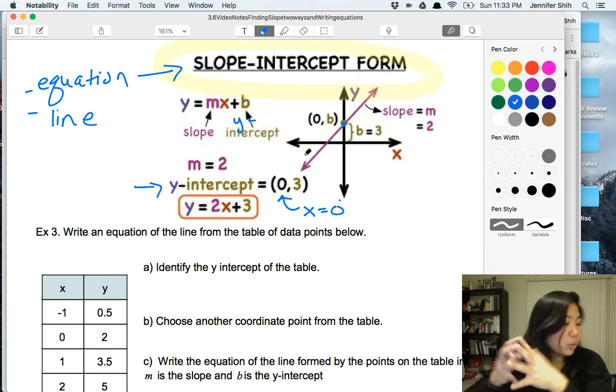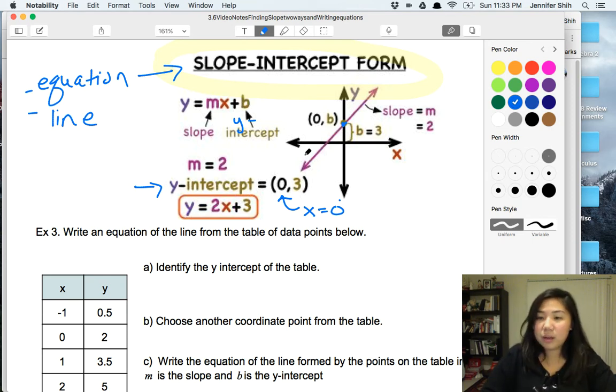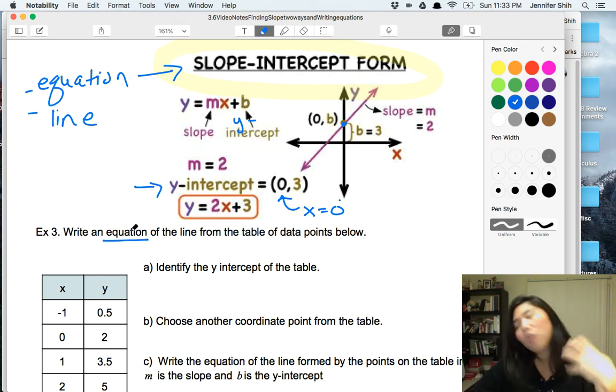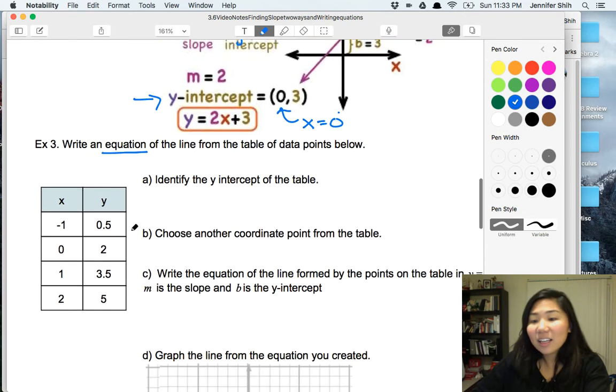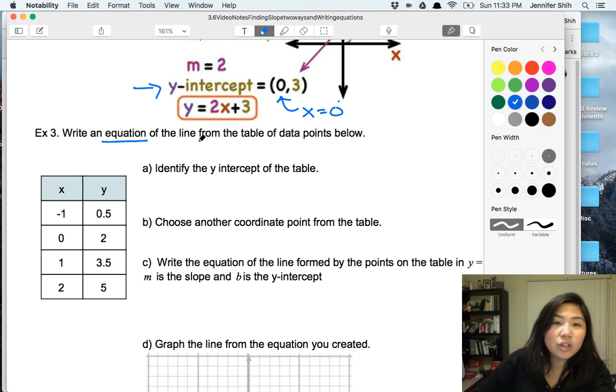So what we're going to do is take a table of information, which is the third way we can find our slope, and make an equation, which is a big deal in my book. If you can take data from a graph or some numbers or data in a table and make an equation, that's excellent. Okay, so write an equation of the line from the table of data points below.